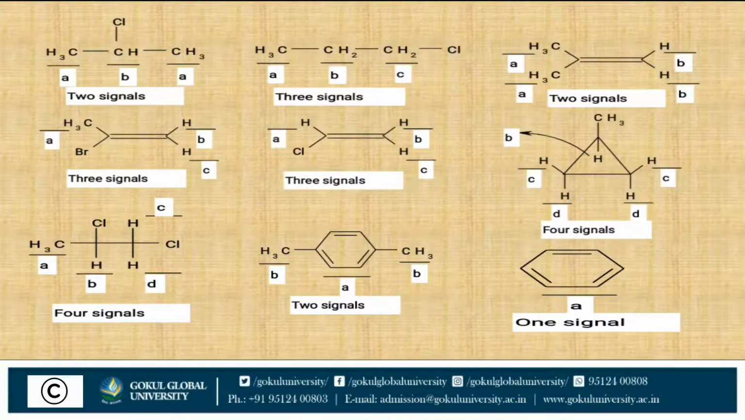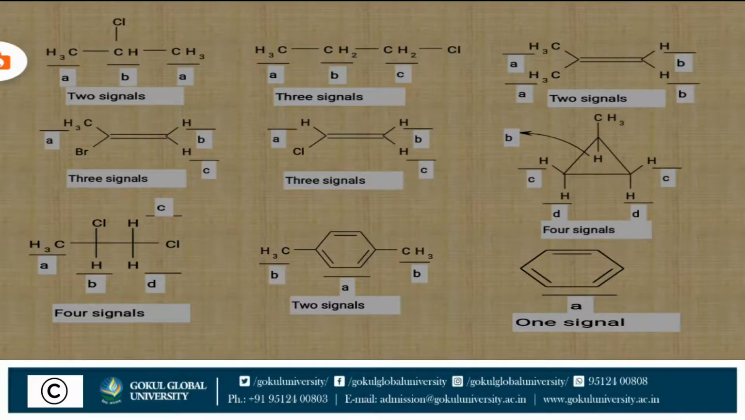Here are the examples. The first example is 2-chloropropane. Here the methyl groups have the same signal because of the same environment, so they are called equivalent protons. And second is the CH group, which has a different environment, so it gives another signal. So this molecule gives two signals.